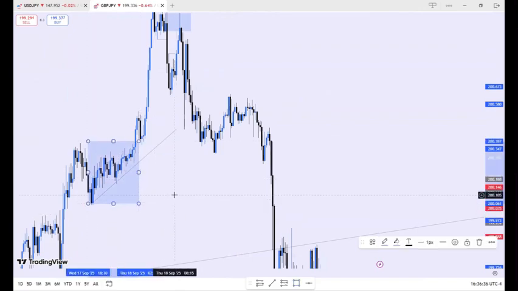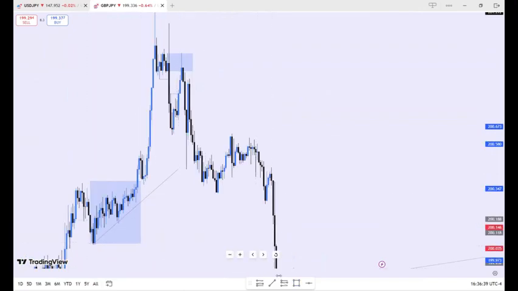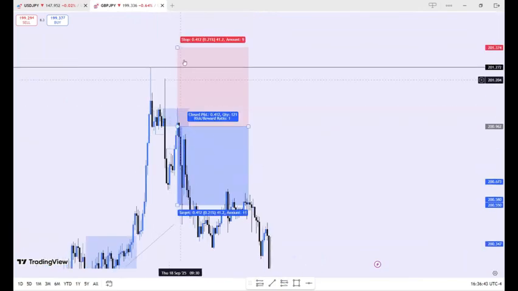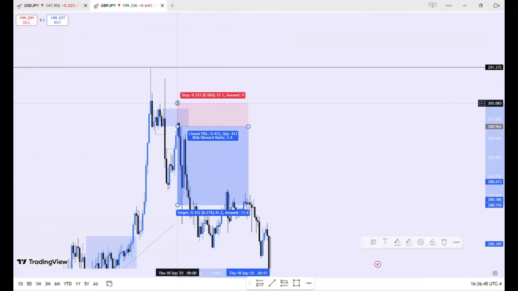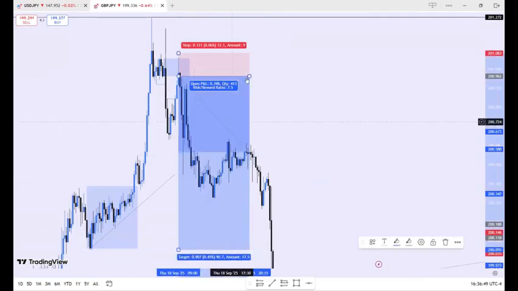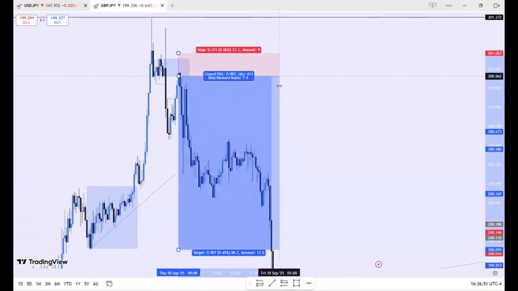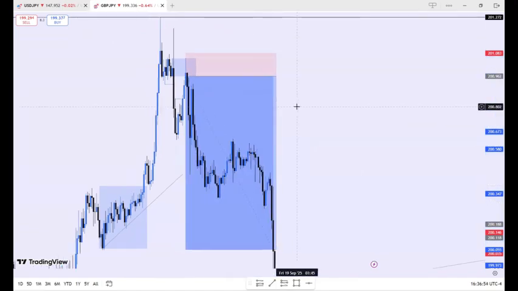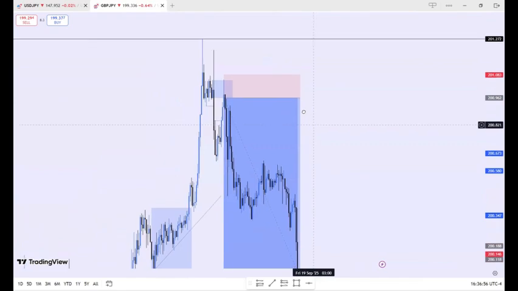This zone here is liquidity. Now you take your entry from here, right? Your SL is above this zone here. Target is this. Can't you see how clean it is now, right?